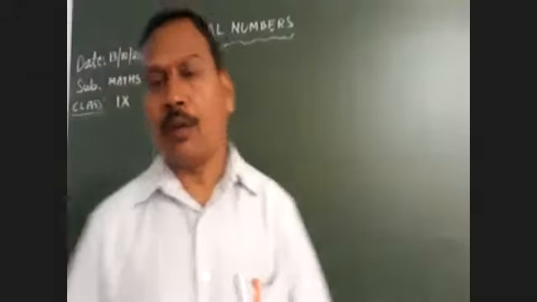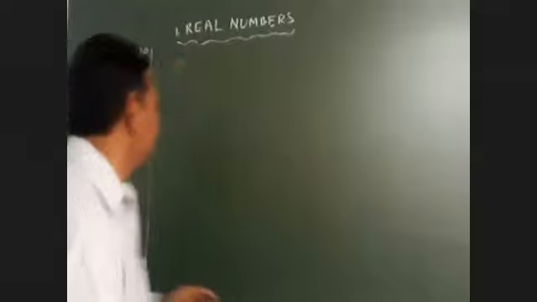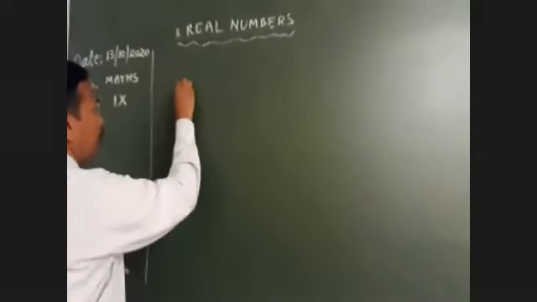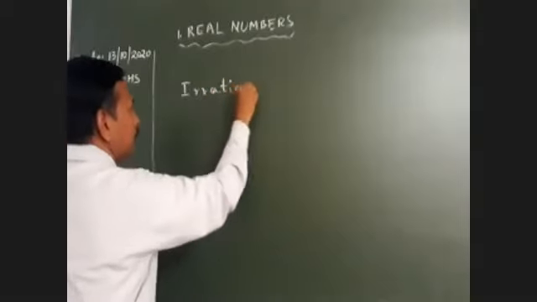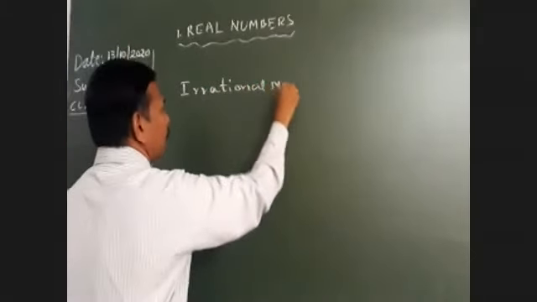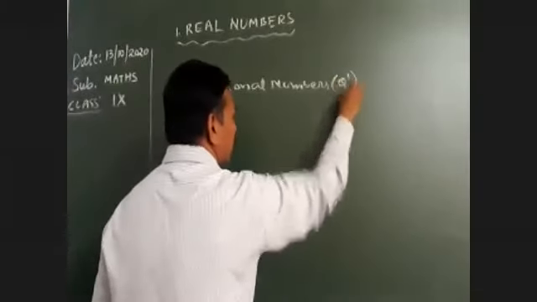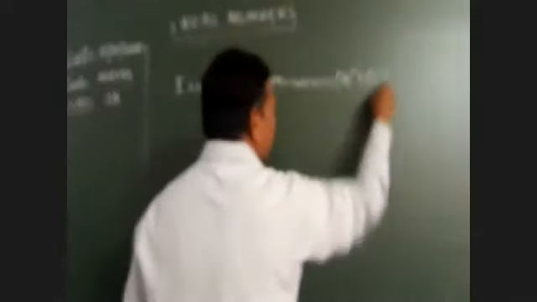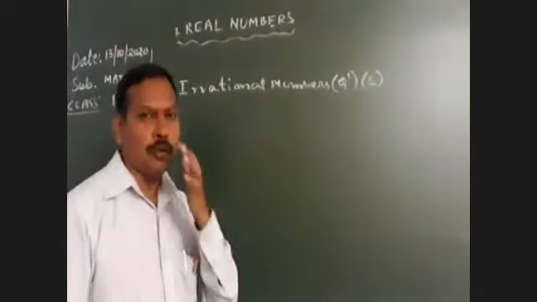Numbers. Today we are going to study in detail about irrational numbers. We are now studying what irrational numbers are. Irrational numbers are denoted by Q dash, or sometimes denoted by S also. It's the symbol for irrational numbers. So what are irrational numbers?